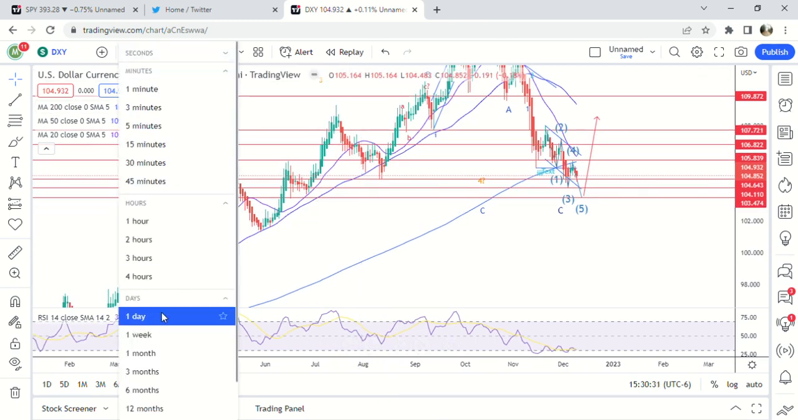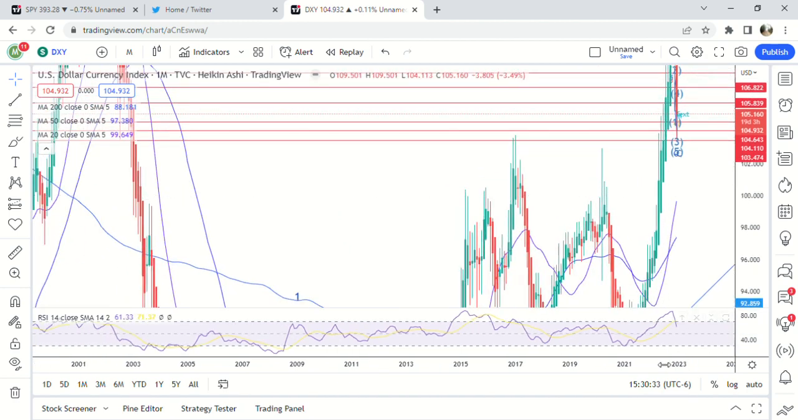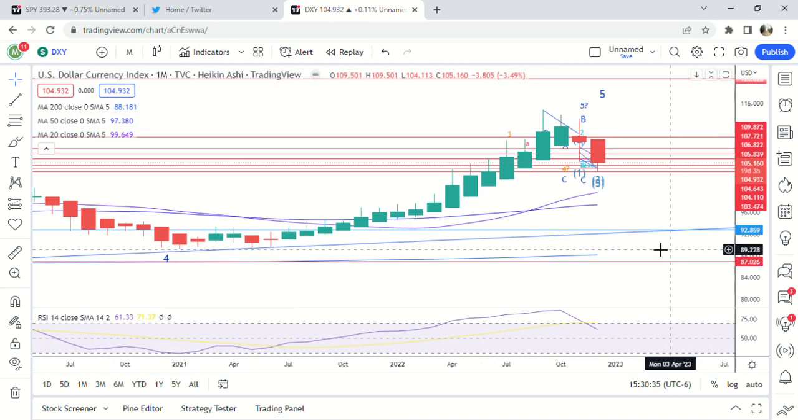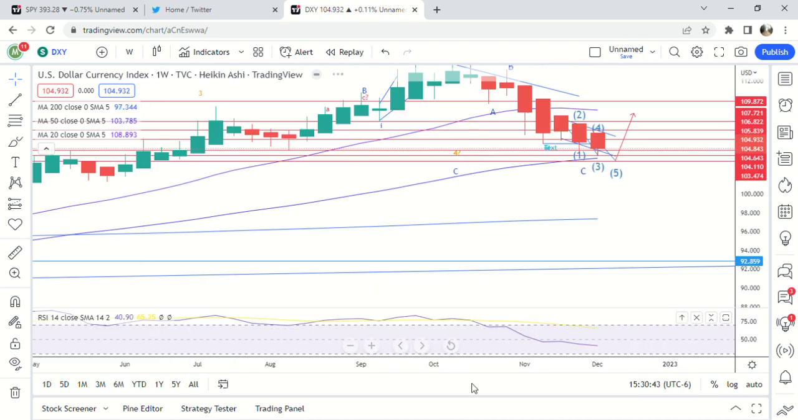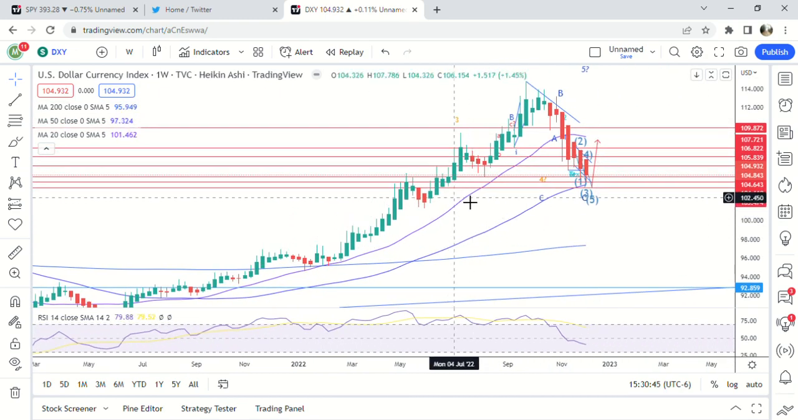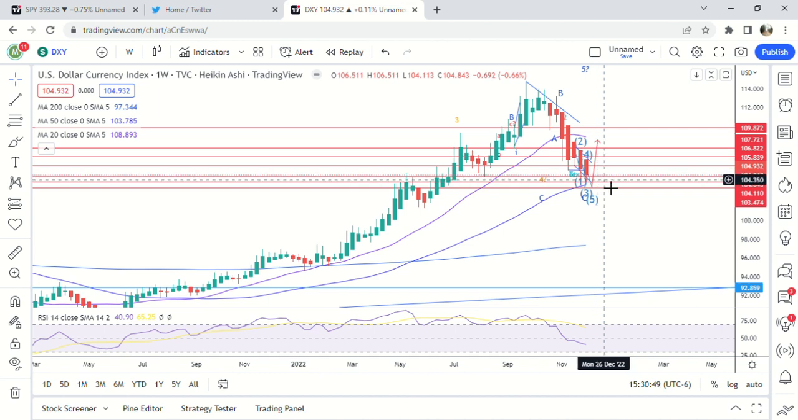But I want to go to monthly actually. Monthly is probably the easiest. And no, it's not the easiest. We'd have to come down here to 90. Let's just do the next demand zone, if it were to fall through, it's at 104.93. So it's actually above this demand zone. It's in a demand zone right now.